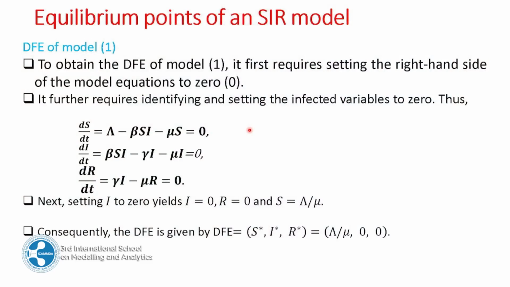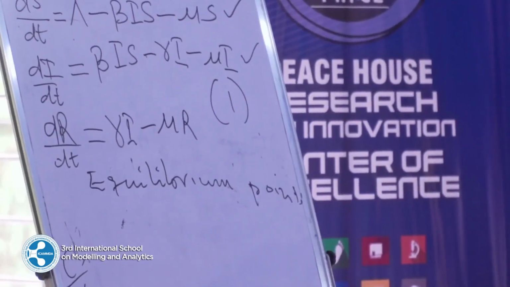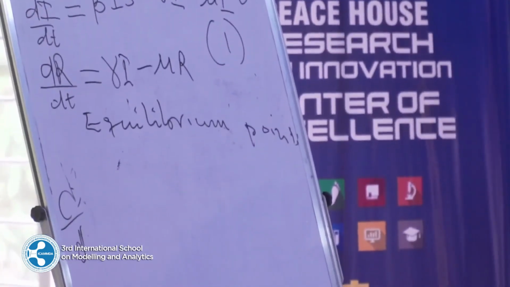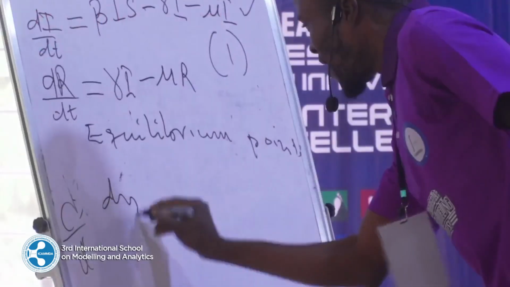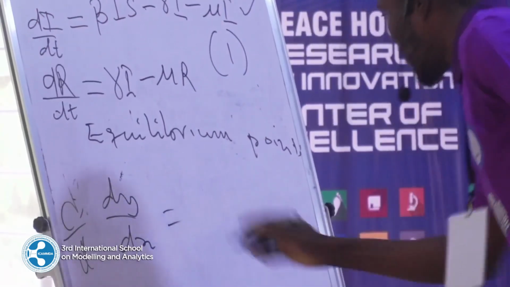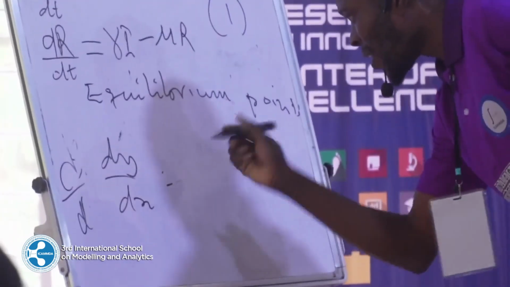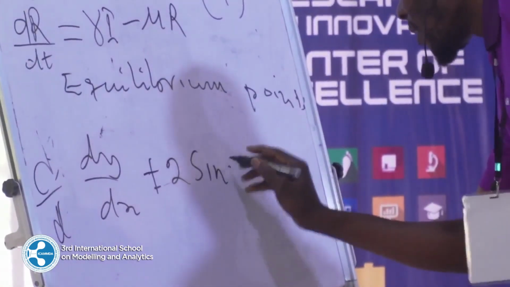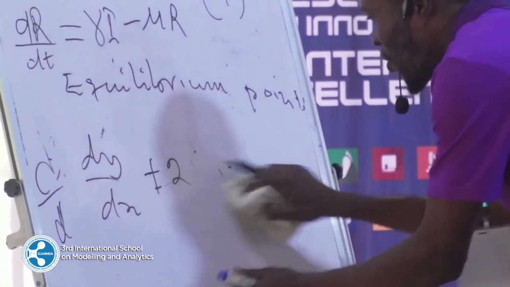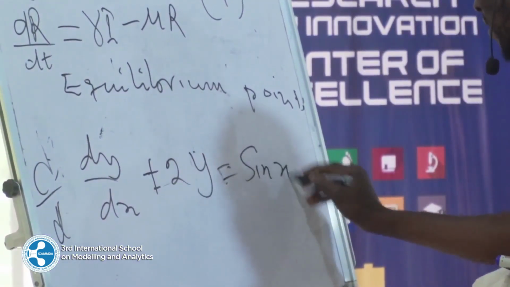No initial value. Thank you for that. Because the only thing that will make this model speak to a particular location is that it must have what? Initial condition. So for instance, if I have dy/dx plus 2y is equals to sine x.